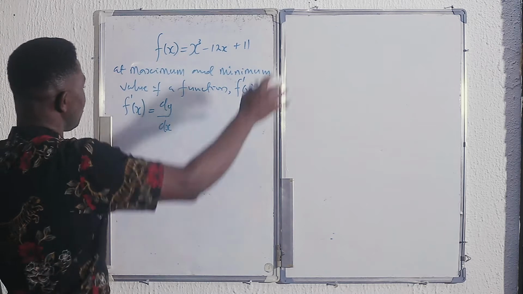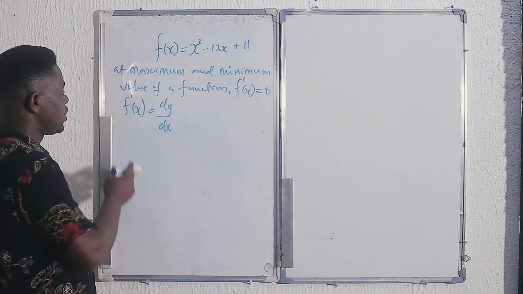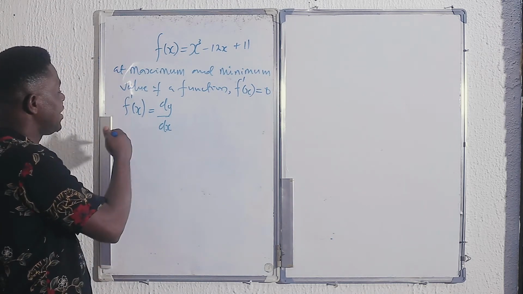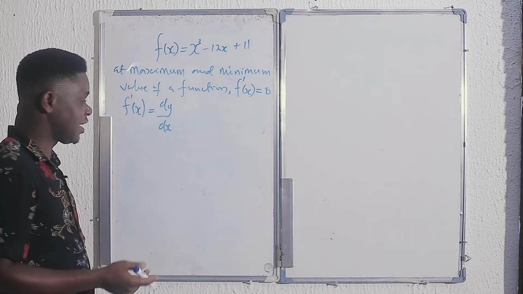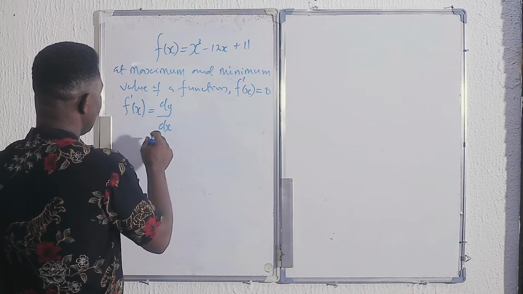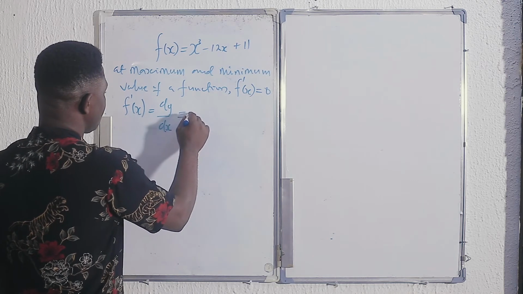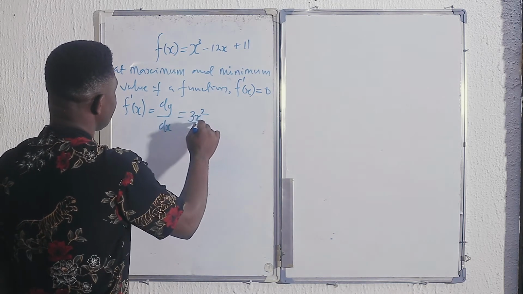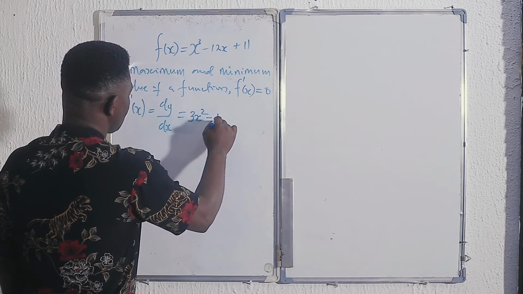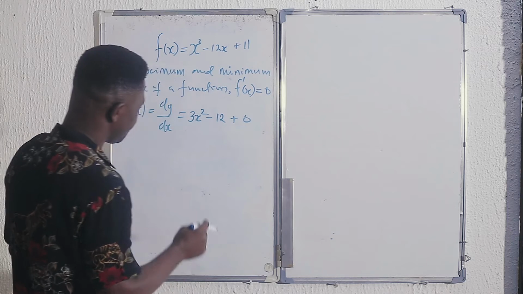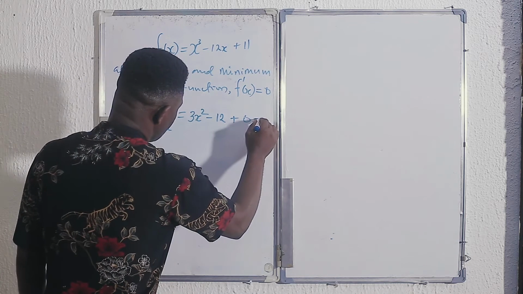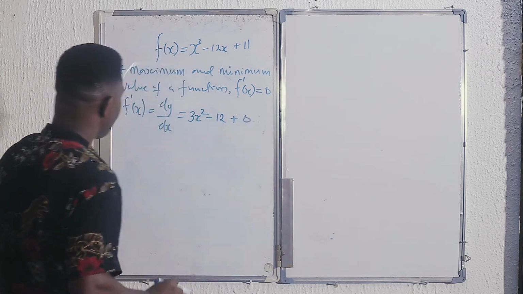So, this is your function, and the first thing to do is to find the first derivative, or dy over dx of this function. And this will be equal to 3x squared minus 12 plus 0.